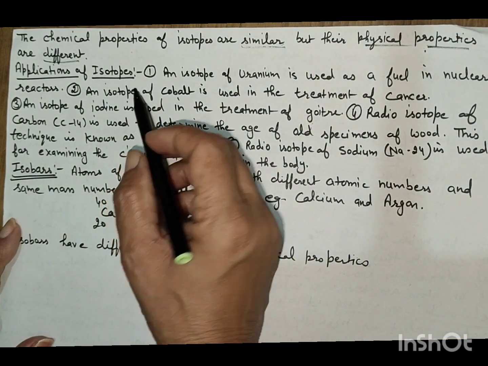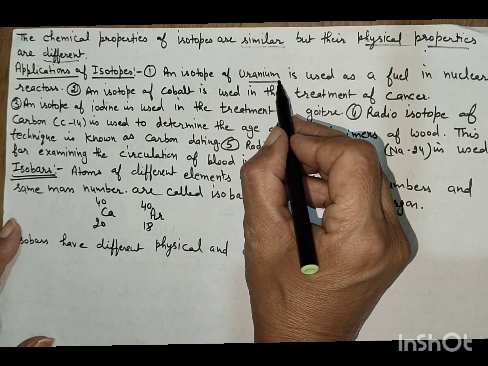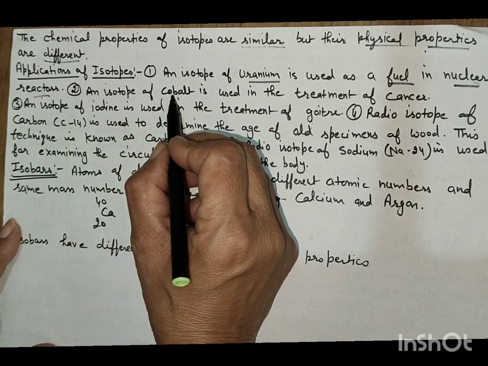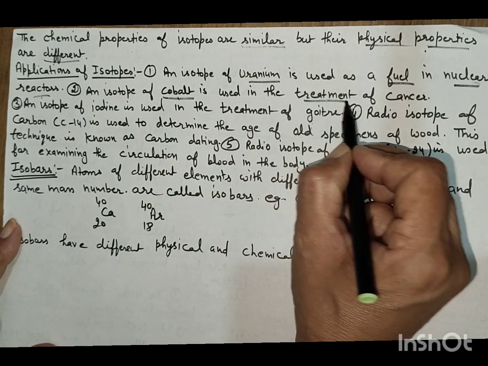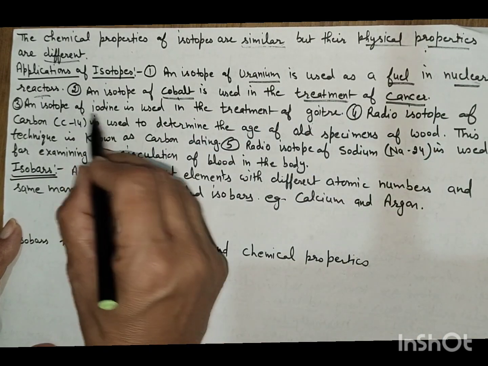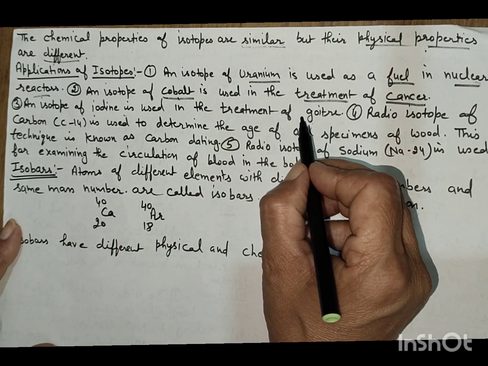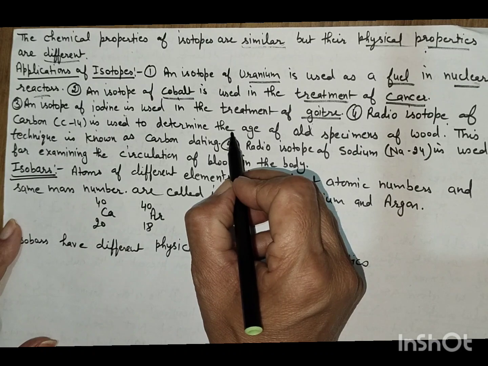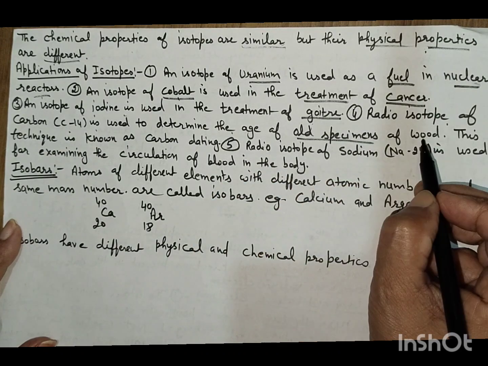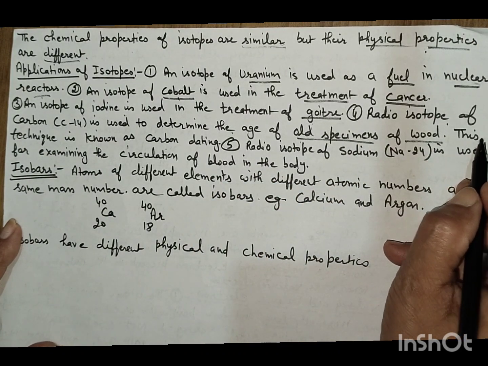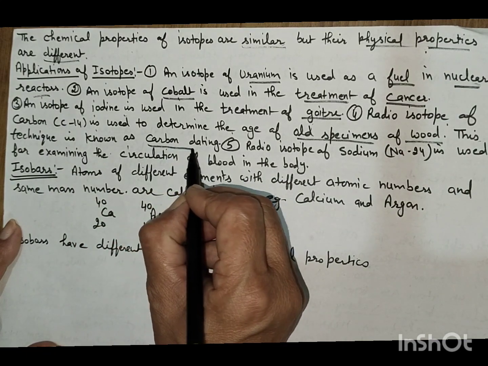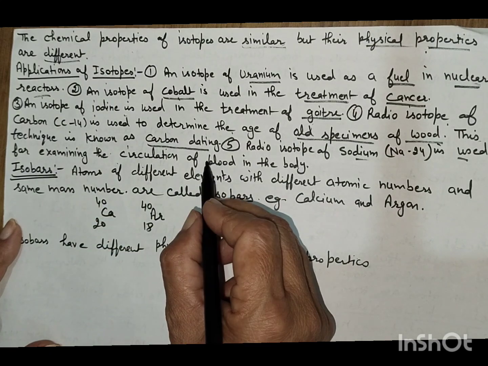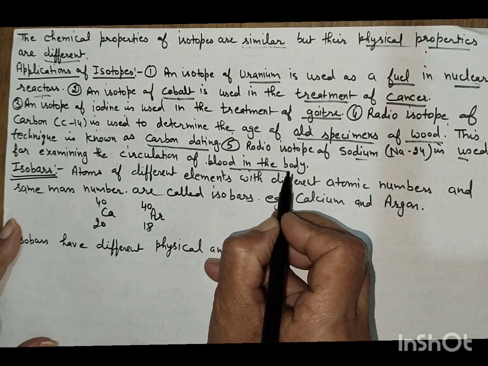Applications of isotopes. Isotopes of uranium: uranium is used as a fuel in nuclear reactors. An isotope of cobalt is used for the treatment of cancer. An isotope of iodine is used for the treatment of goiter. Radioisotopes of carbon are used to determine the age of old specimens of wood and animals also. This technique is known as carbon dating. Radioisotopes of sodium are used for examining the circulation of blood in the body.